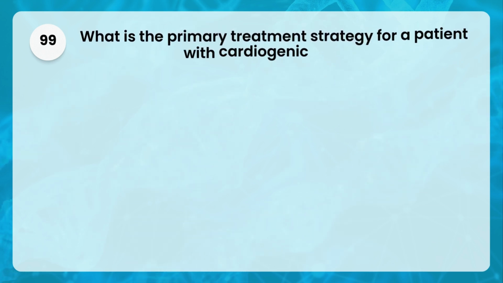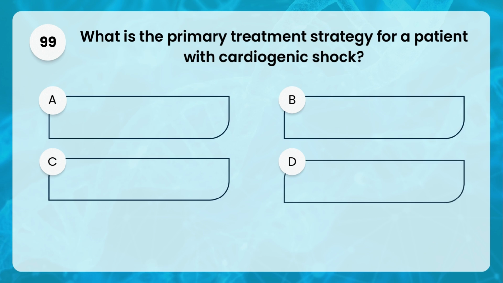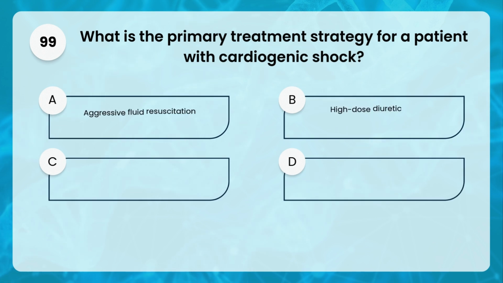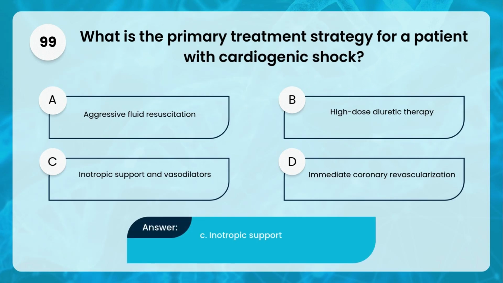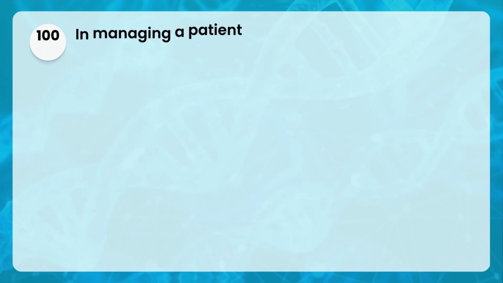99. What is the primary treatment strategy for a patient with cardiogenic shock? A. Aggressive fluid resuscitation. B. High-dose diuretic therapy. C. Inotropic support and vasodilators. D. Immediate coronary revascularization. The answer is C. Inotropic support and vasodilators.